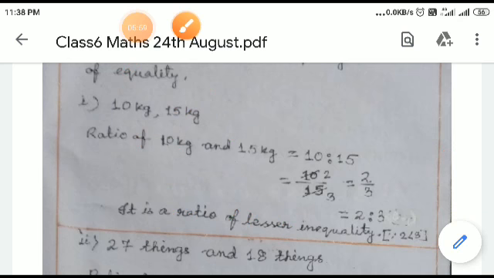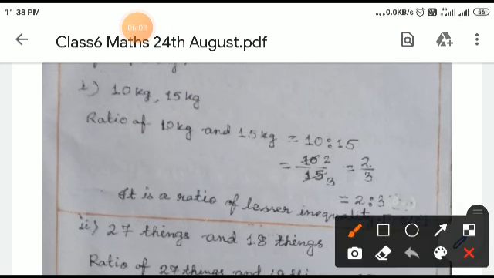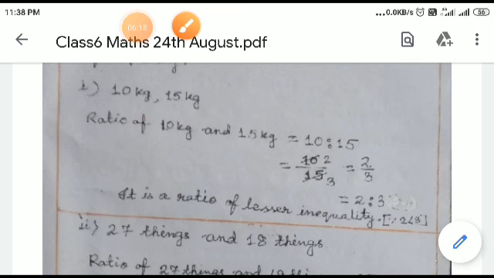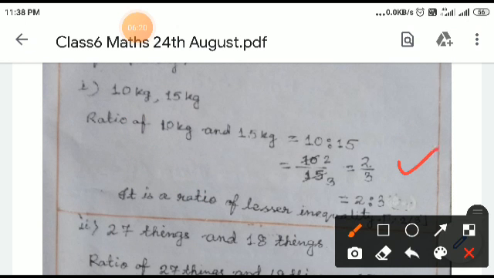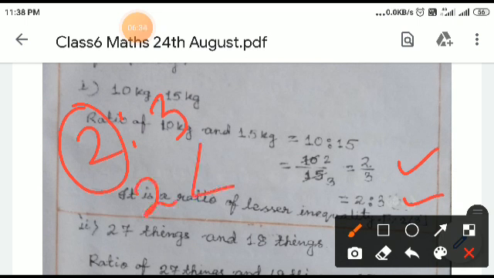Children, one more thing: here the first term is the numerator and the second term is the denominator. 10, which is the first term, we will write as numerator, and the second term 15 will be written as denominator. After cancellation we are getting 2 by 3. So we can express 2 by 3 as 2 is to 3. Here in the ratio 2 is to 3, the first term 2 is less than the second term 3. So it is a ratio of lesser inequality.